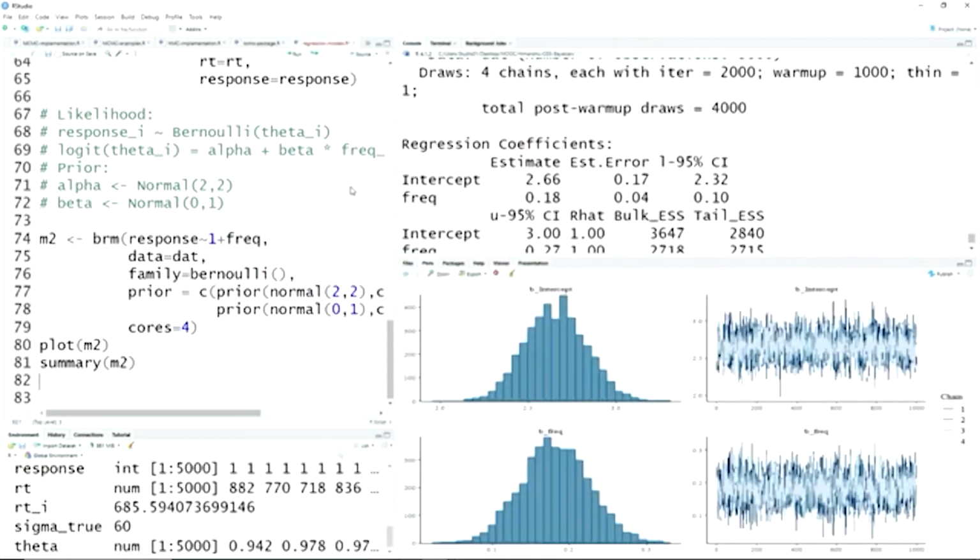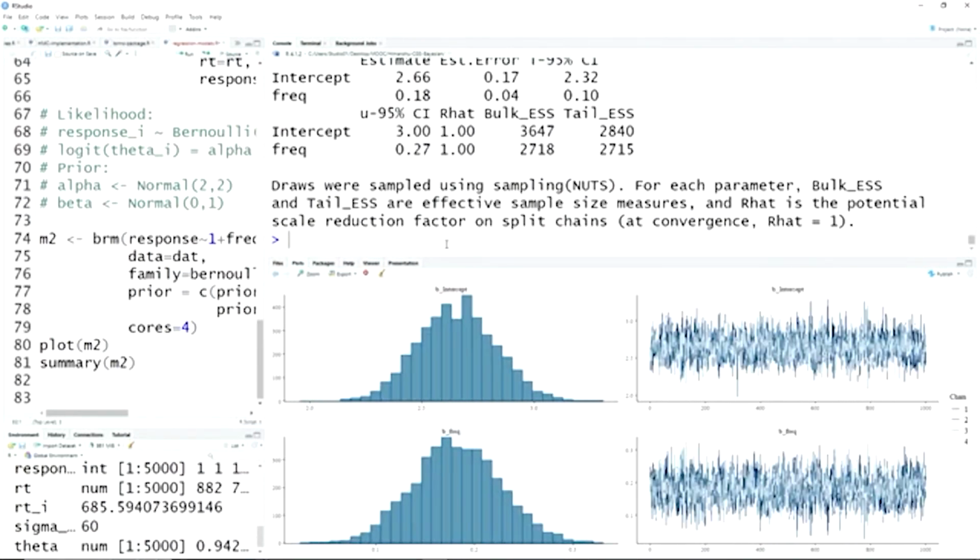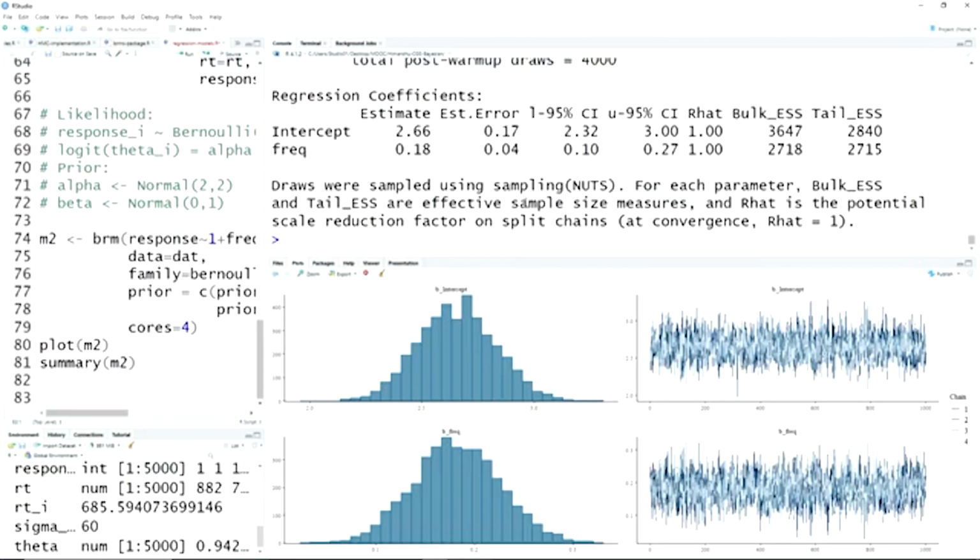Yes, so this time I get a positive effect, right? So the effect of frequency is somewhere between 0.10 and 0.27, right? So the posterior recovery is good. So basically what it suggests is that as frequency increases, the average accuracy increases. Okay, so the data is consistent with the prediction that the effect of frequency on accuracy is positive, that as frequency increases, accuracy increases.